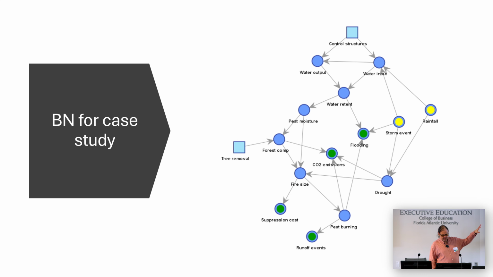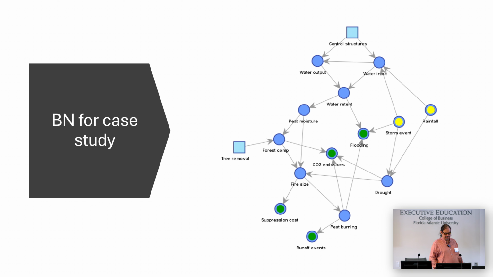And we have our chance nodes related to things like water output and retention, moisture, peat, forest composition, fire size. And we have our yellow external nodes, storm events and rainfalls. And then we have our green impacts of flooding, CO2 emissions, suppression costs for fires, and runoff events. And so let's look at the causal pathways between the control structures and the runoff events.